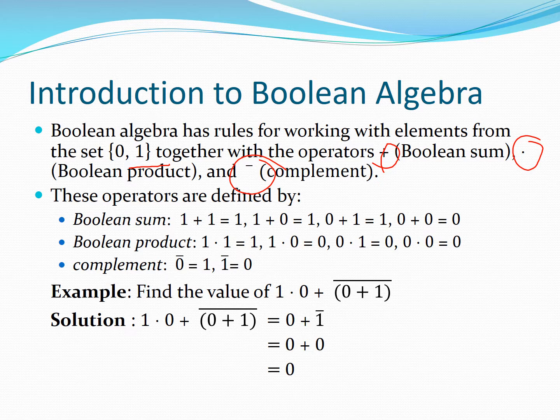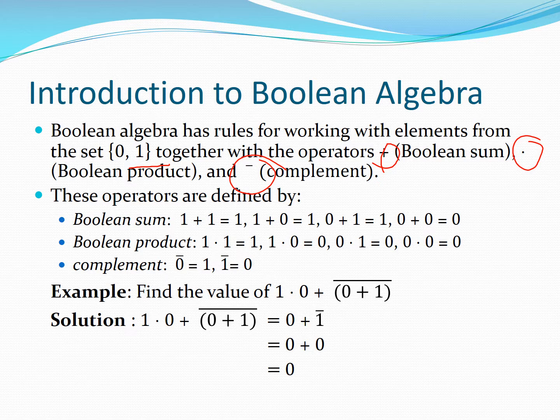All right, so let's look at how these work. All right, so Boolean sum, how does that work? So if you add two ones, you get back a 1. If you add a 1 and a 0, you get back a 1. You add a 0 and a 1, you get back a 1. But if you add two zeros, you get back a 0. So this basically tells us that the Boolean sum is something similar to your OR operator, right? Or your disjunction operation in your propositional logic.